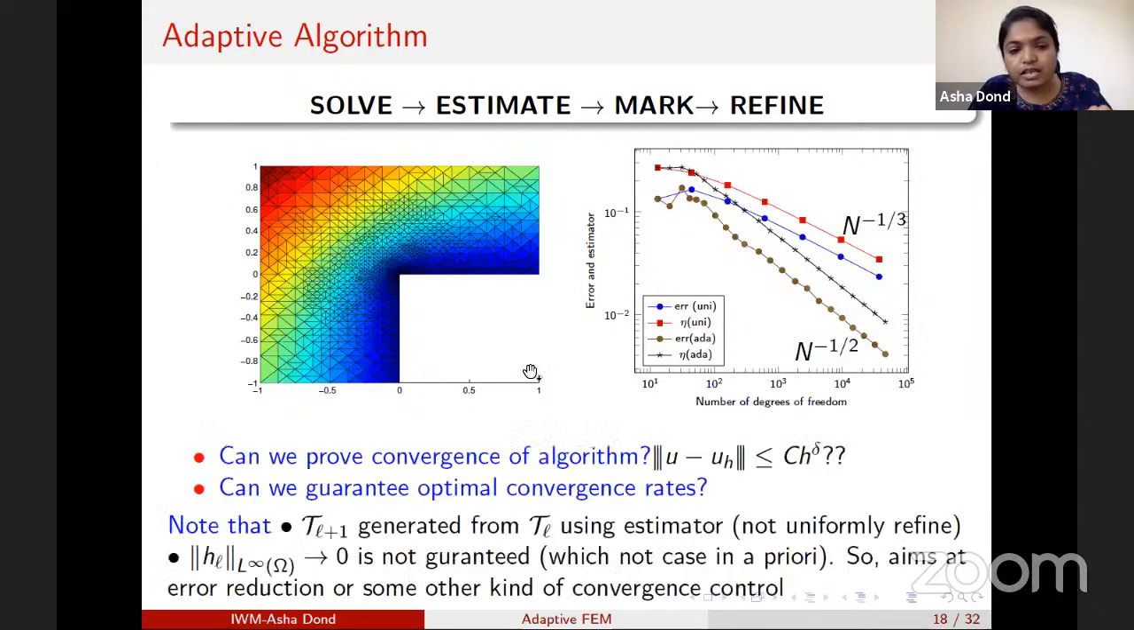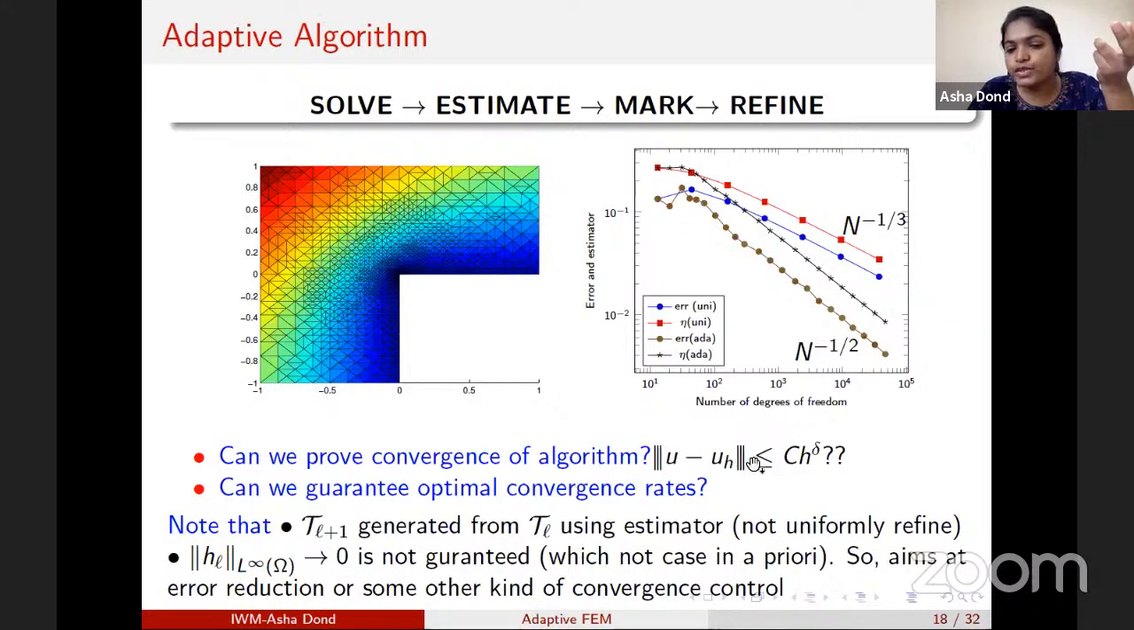But the next question is, can we prove it theoretically? Can we prove the convergence of this algorithm? And can we show that the rate we are getting from the adaptive algorithm is optimal? If you recall in the a priori estimate, to prove the convergence, what we have done?